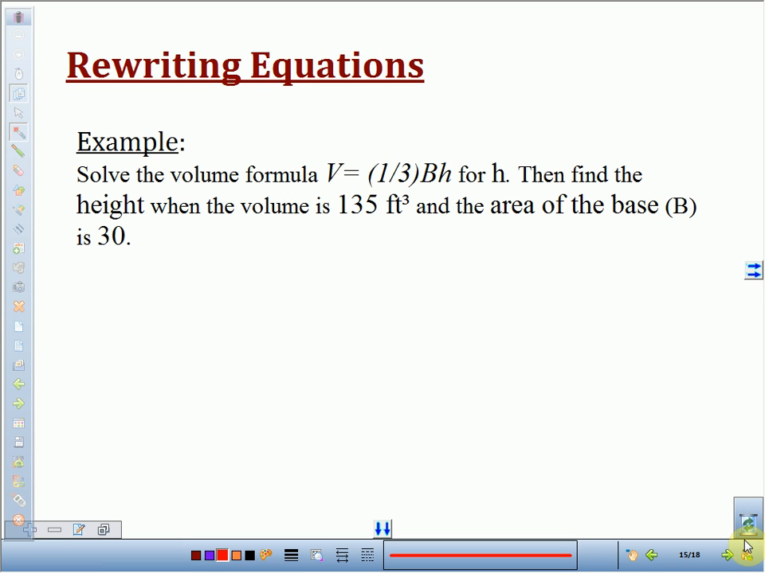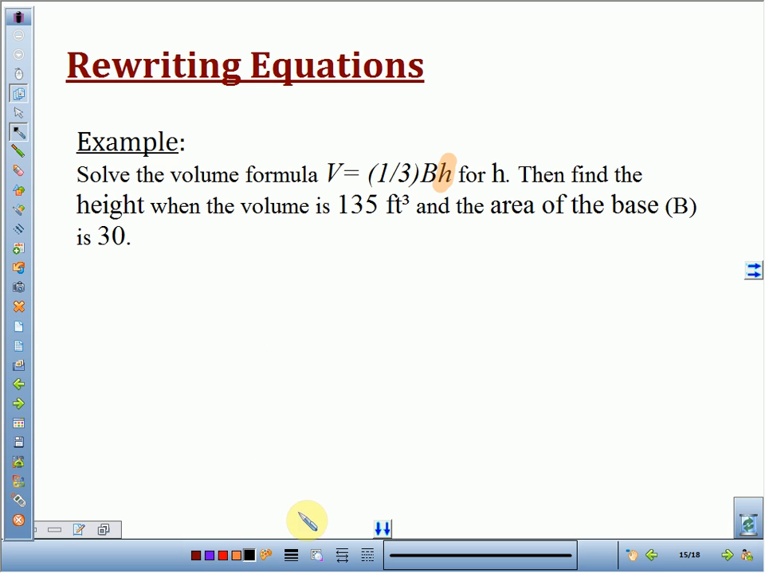Let's try something a little bit more complicated here. We want to solve the volume formula, V equals 1/3 B times H for H. Then find the height when the volume is 135 feet and the area of the base is 30. We have two parts to this problem. First, we want to solve for H. Then we want to use the new equation that we've got to find the height.